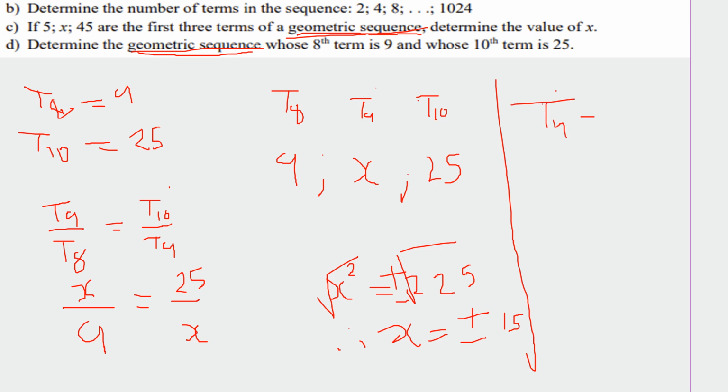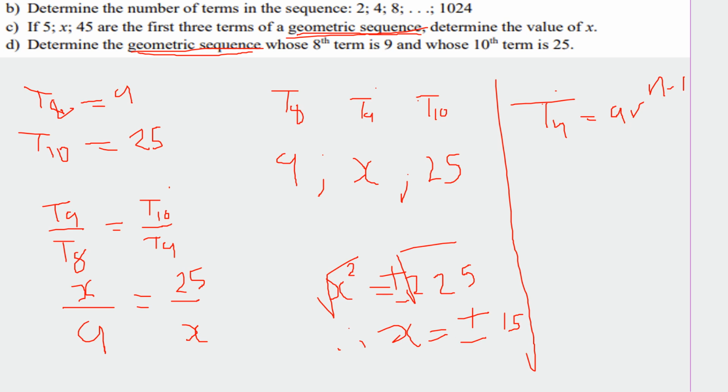Tn is equal to a r to the power of n minus 1. So in this case, we don't have the value of the first term. But we can find the value of r.